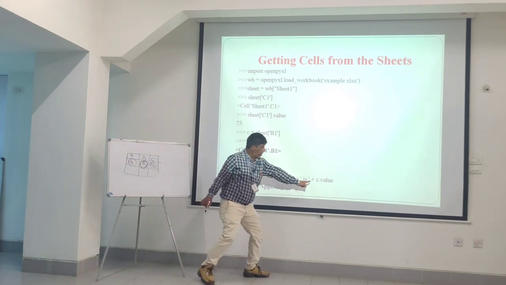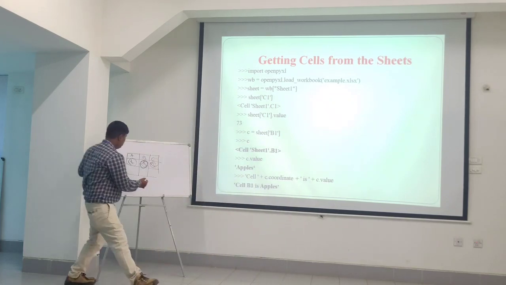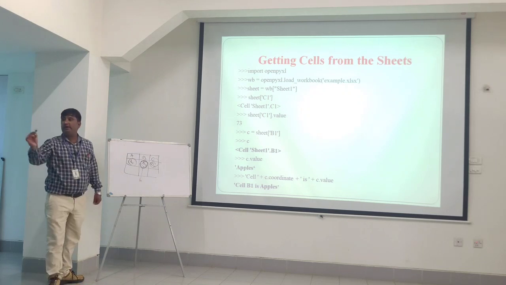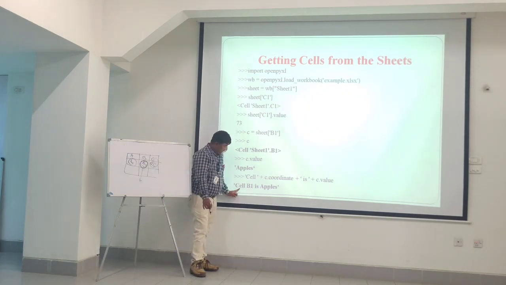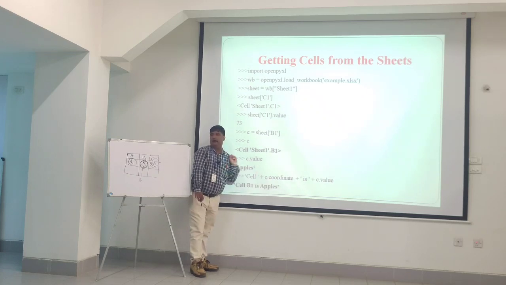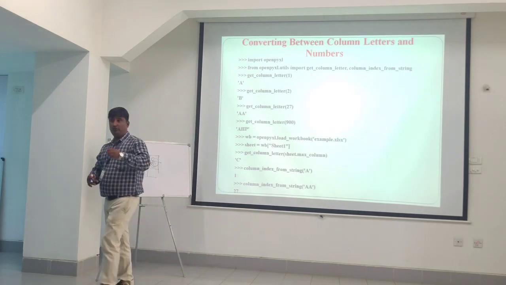Then if I write C dot value, what does it print? B1 holds some value. What does it hold? Apples. So what output is it printing? Cell B1 is apples. Clearer? Next, one more thing.